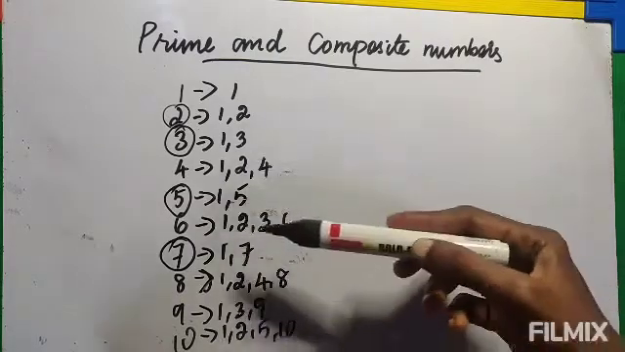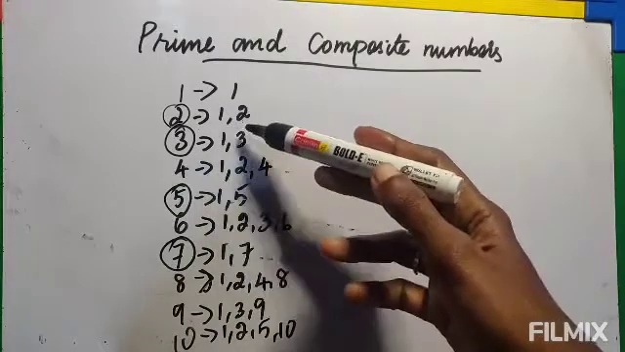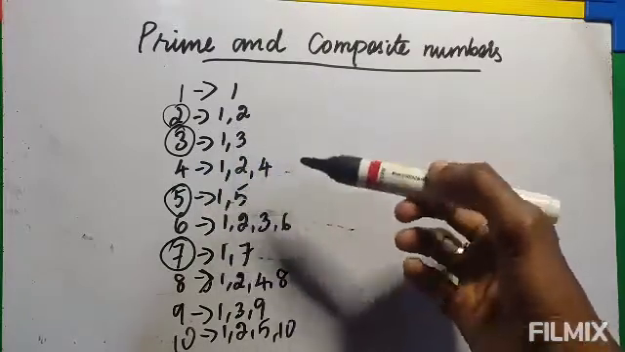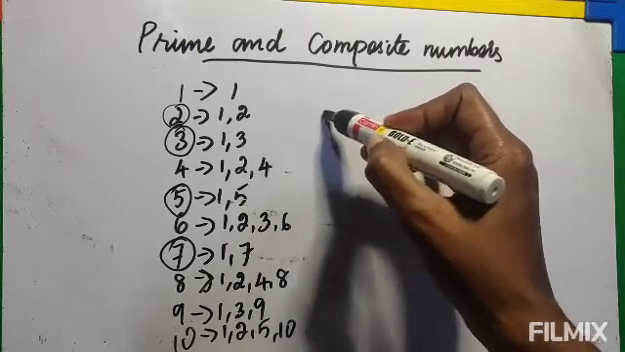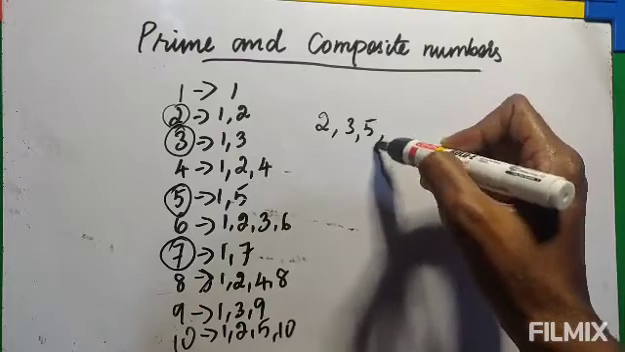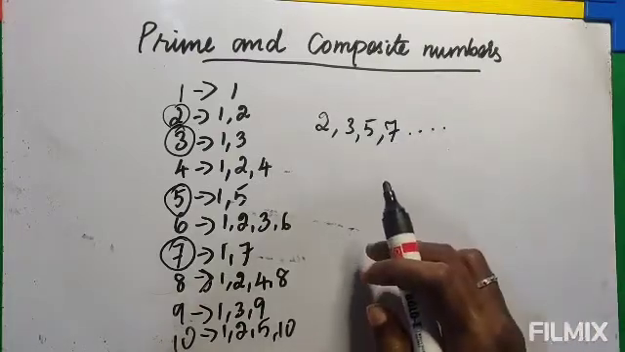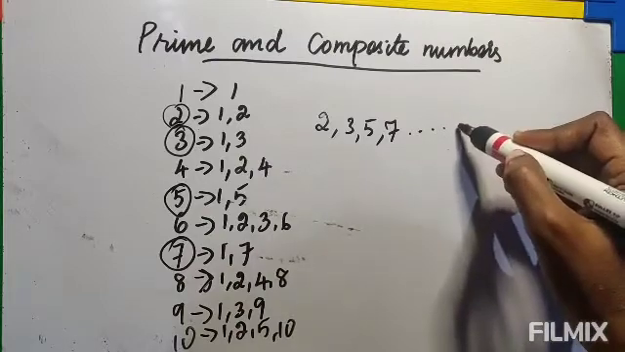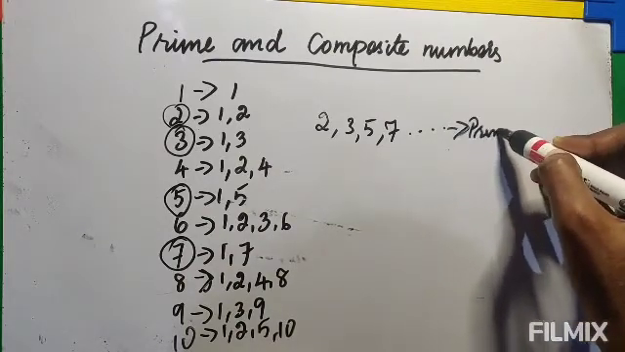So, you can observe here: which are the numbers which have two factors? They have the factors 1 and itself. So these numbers, that is 2, 3, 5, 7, if they have only two factors, that is 1 and itself, are called prime numbers.